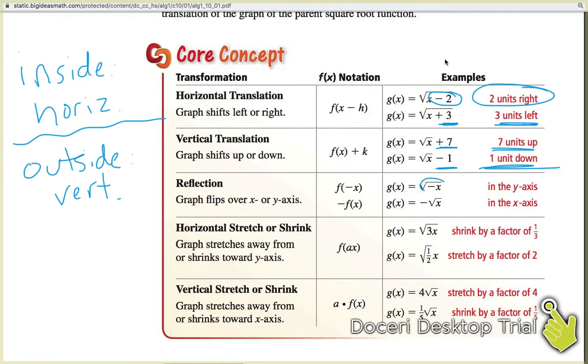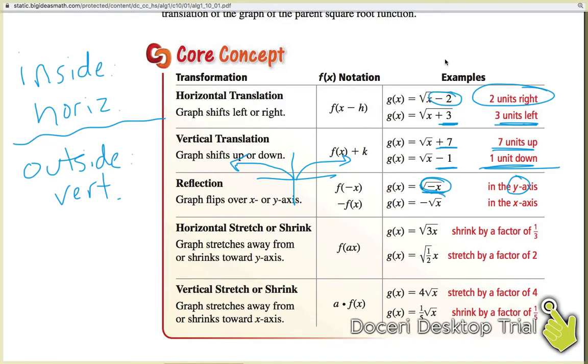If it happens inside the square root sign, that is a horizontal reflection, which means we're reflecting side to side. It's over the y-axis here, over the y-axis. So this one would be, if I'm here, that's the parent function, and then I see this negative on the inside, that negative on the inside is going to make it look like that. Okay, it's going to be a horizontal reflection over the y-axis.